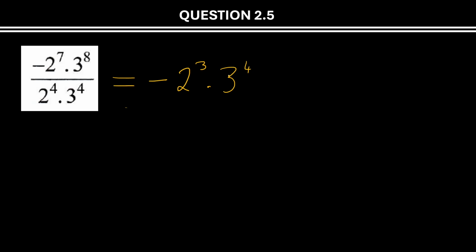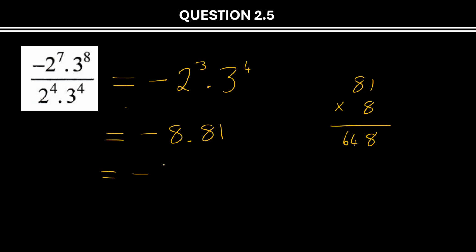Now these are things that we can simplify without a calculator. So this is just going to be negative, that's 8 times 81. Again, let's just do the long multiplication. This is 8, and then 8 times 8 is 64. So this is going to be negative 648.